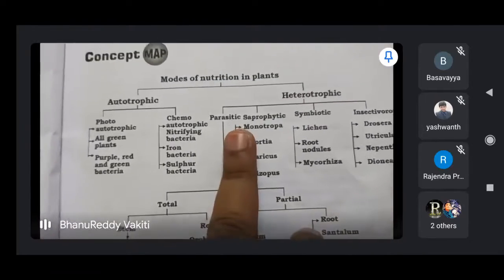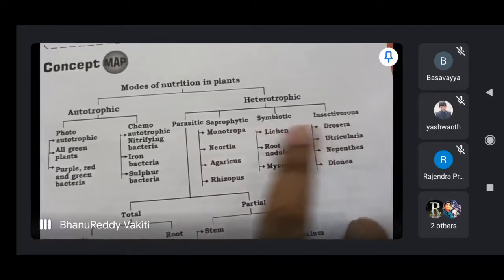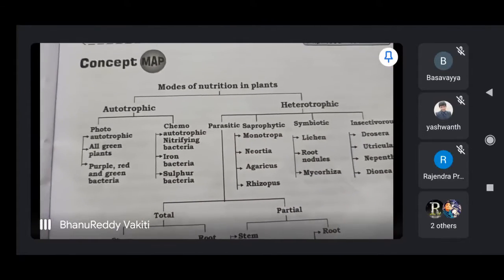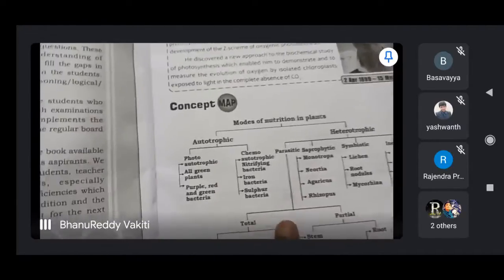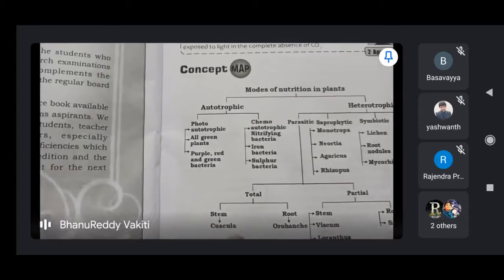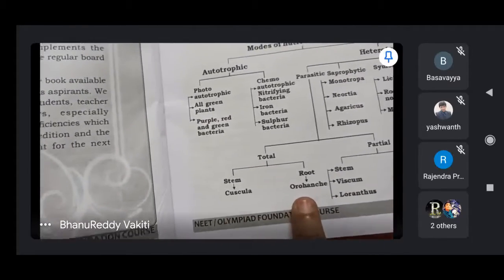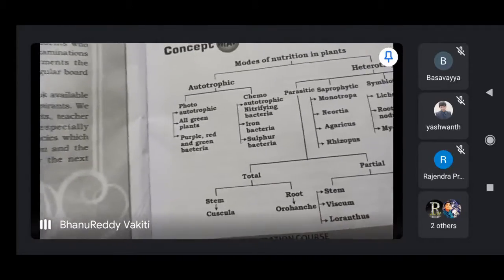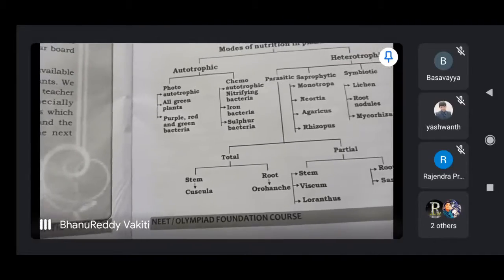And coming to the heterotrophic: parasitic, saprophytic, symbiotic, insectivorous. These all, you know that. Parasitic means they are depending on others for food. Parasitic means here total and partial. Total parasites include stem and root parasites, like Cuscuta and Orobanche. These all are depending on other animals.